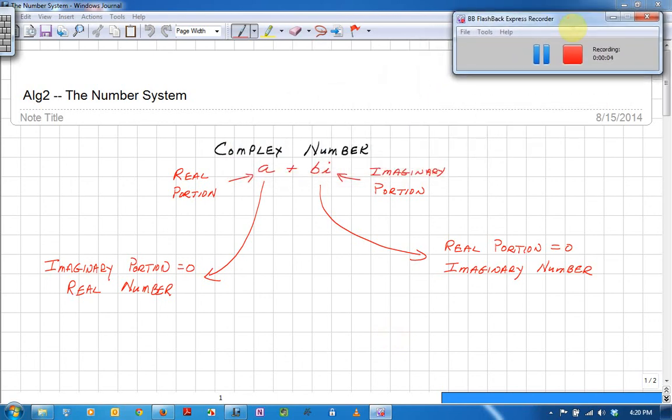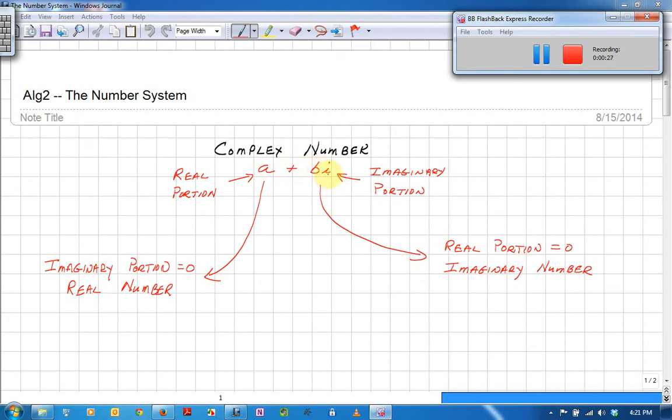In this lesson, we're going to learn about the number system. And the numbers that we use are actually part of a larger number system called the complex number system. And what it has is a real number portion plus an imaginary portion. The real number portion is denoted as A, the imaginary as BI.